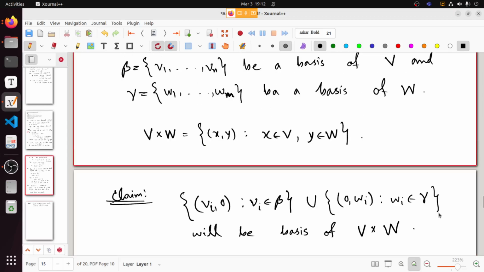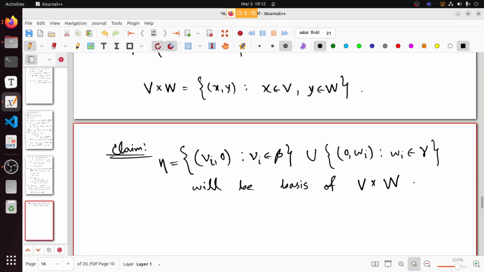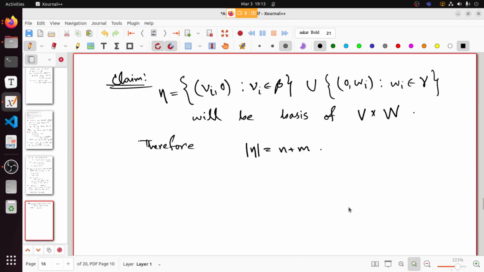Okay. So how many elements are there in this set? Let's call this set eta. You can check that here there are n elements and here m elements. So the cardinality of eta is basically n plus m. Now if we show that they are linearly independent and they span V cross W, then they will be the basis of V cross W, right?